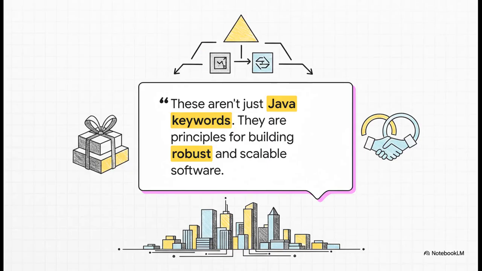So let's bring it all home. The big takeaway here is that these things we've been talking about, inheritance, polymorphism, packages, interfaces, they aren't just a bunch of random Java keywords you have to memorize. No way. They are fundamental principles of design. They are the tools that allow us as architects to take on massive complexity and build something orderly, robust, scalable, to build software cities that are truly built to last.